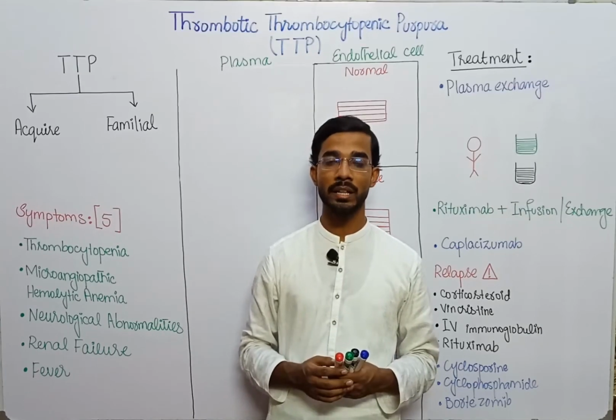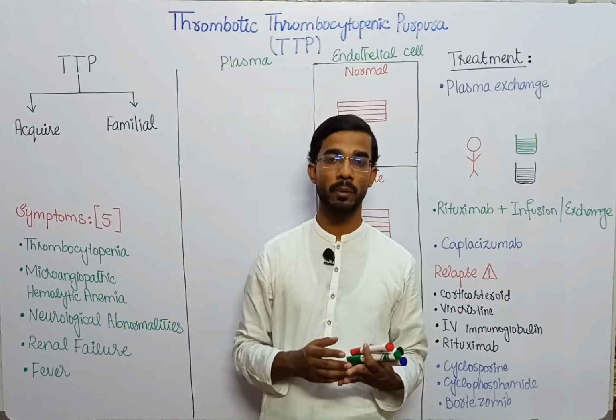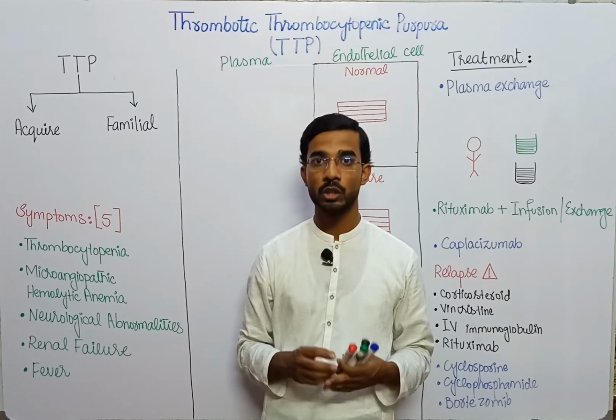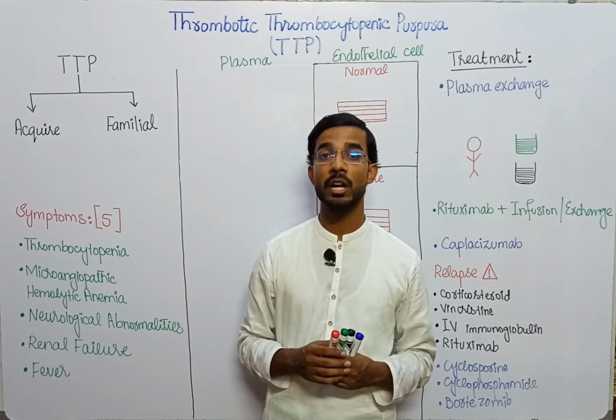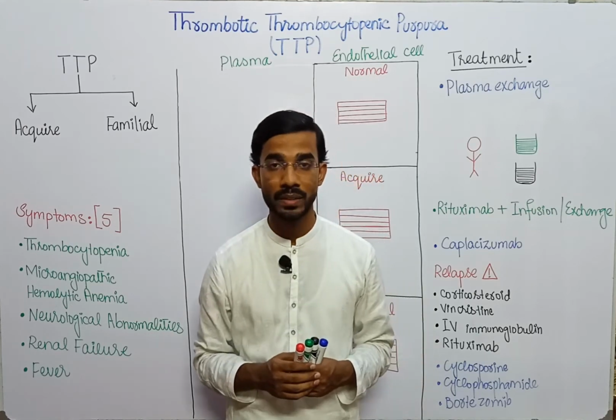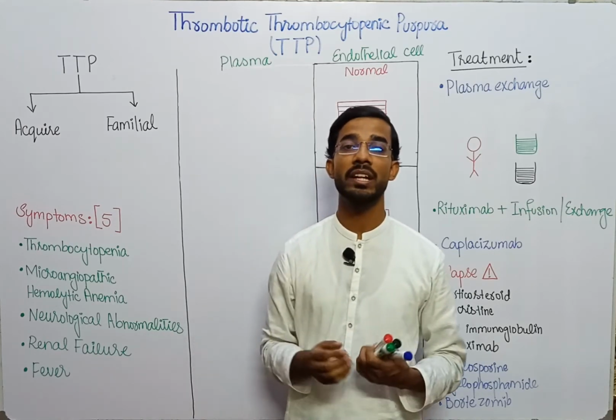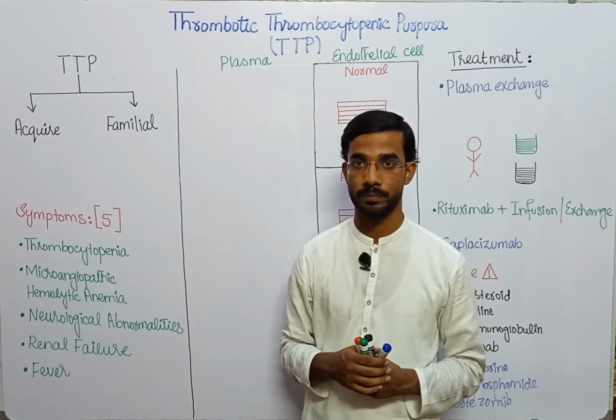Today we are going to discuss thrombotic thrombocytopenic purpura. As the name indicates, thrombotic means several thrombi are formed in the body. Thrombocytopenic means in this disease thrombocytopenia will occur, and purpura means several internal bleedings will occur.